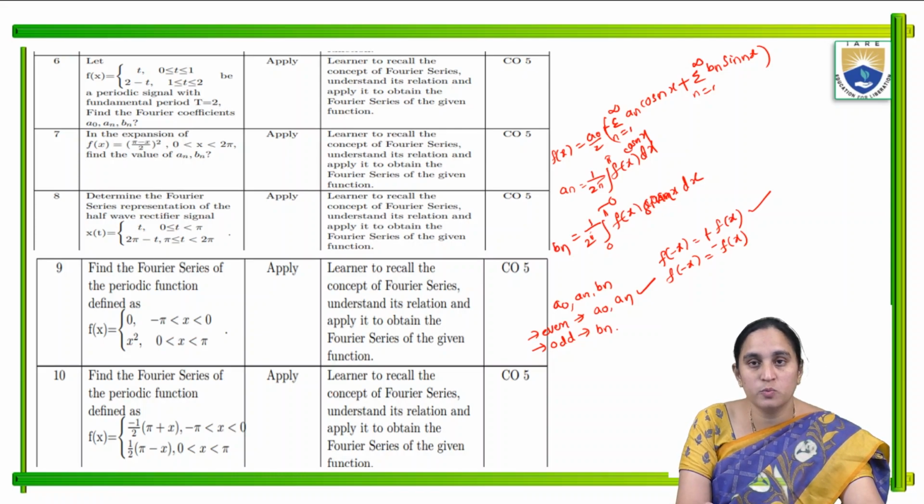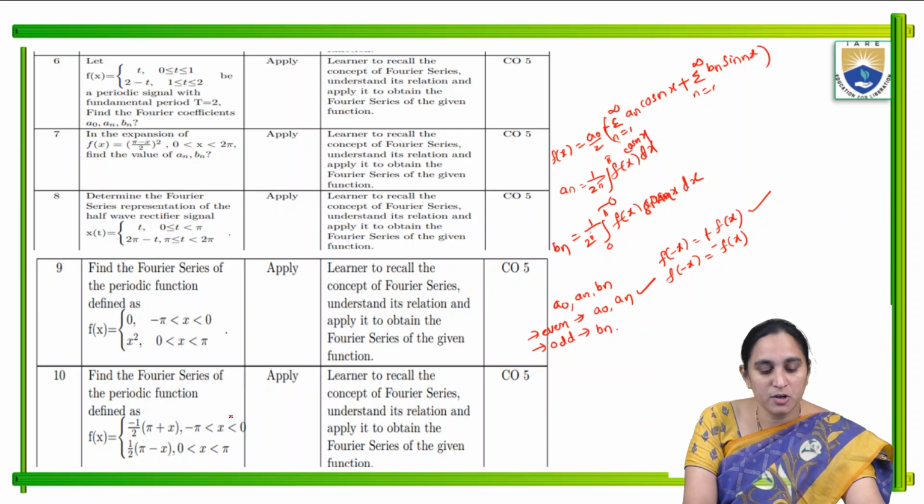And next, the last question from the critical thinking. Find the Fourier series of the periodic function defined as f of x is equal to minus 1 by 2 pi plus x, for minus pi less than x less than 0, and 1 by 2 pi minus x, for 0 less than x less than pi.